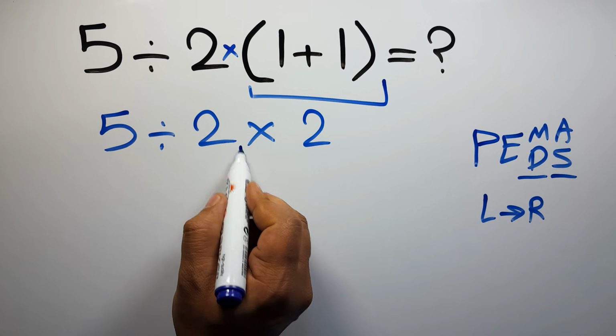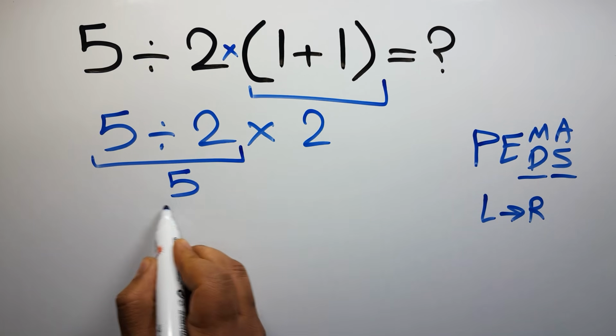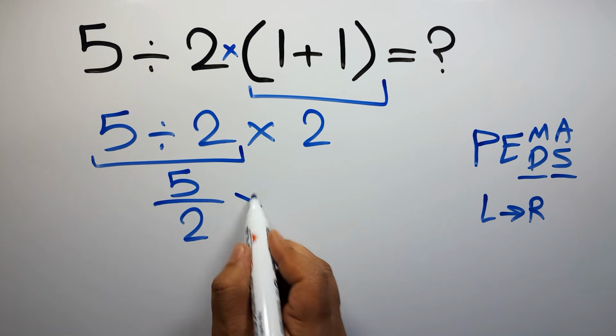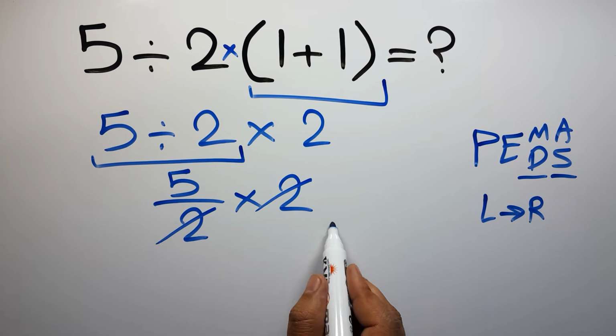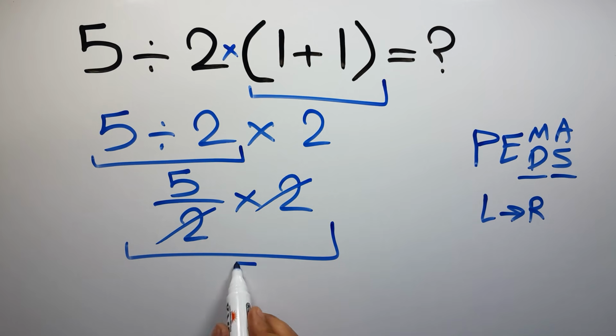5 divided by 2 can be written as 5 over 2. Then times 2. Now we can easily cancel this 2 and this 2. So we have just 5. And this is our final answer to this problem.